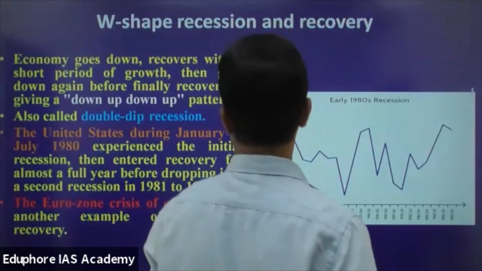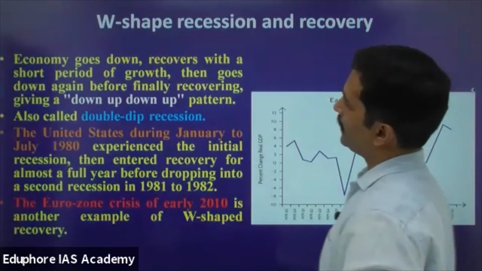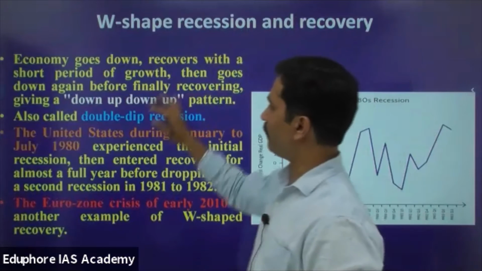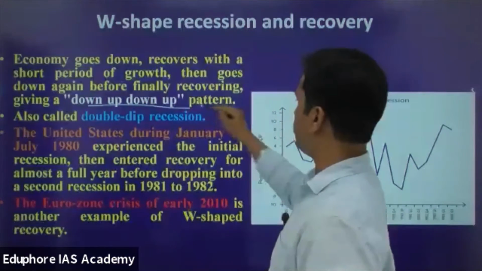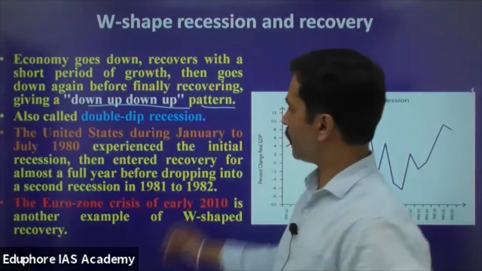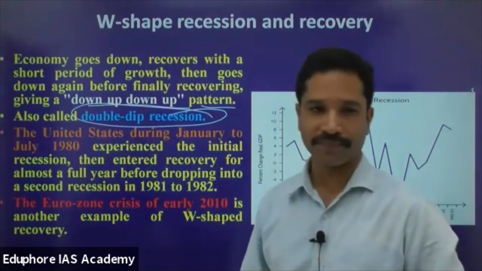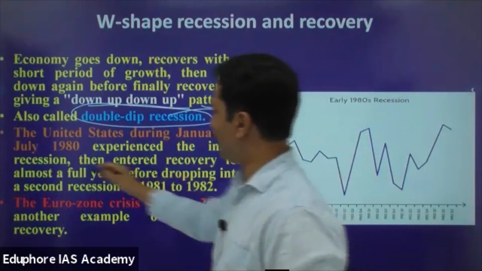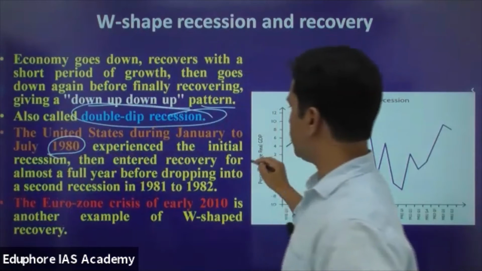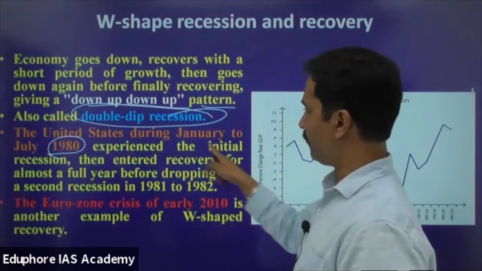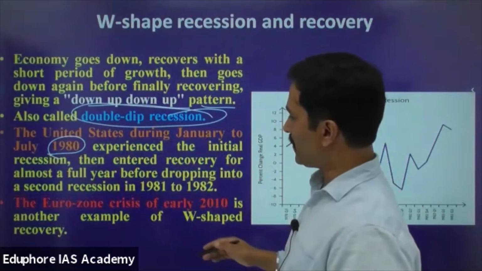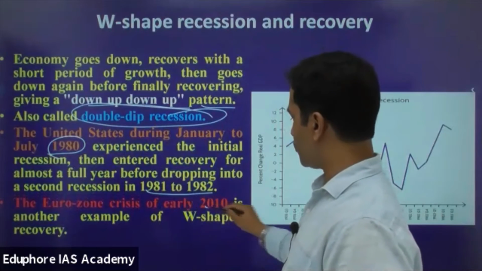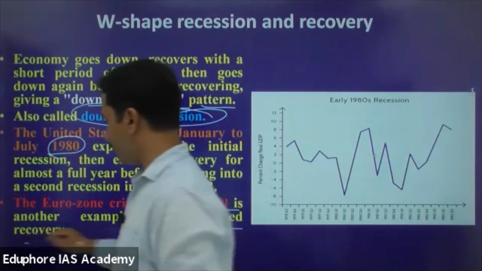W-shaped recovery, recession recovery. Economy goes down, recovers with a short period of growth, then goes down again before finally recovering, giving an up, down, up pattern. It is also called double dip recession. The United States during January to July 1980 experienced initial recession, then entered recovery for almost a full year before dropping into a second recession 81 to 1982. The Eurozone crisis of early 2010 is another example of W-shaped recovery.